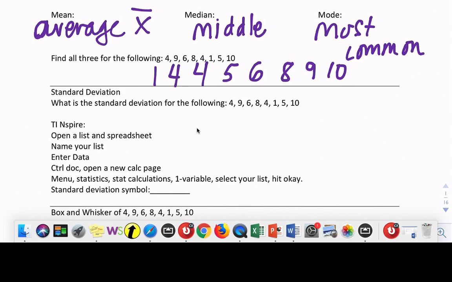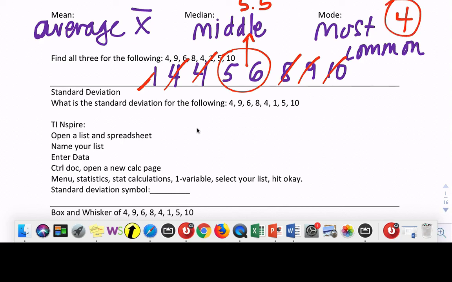I just want to review how you find the median, the middle. You could cross off numbers from each end until you get into the middle. So we could cross off the 1, the 10, the 4, the 9, the 4, the 8. If there's two numbers in the middle, you average them. So 5 plus 6 is 11. Divide by 2, you get 5.5. And then here the mode is 4 because it happens twice, where all the other numbers happen just once.